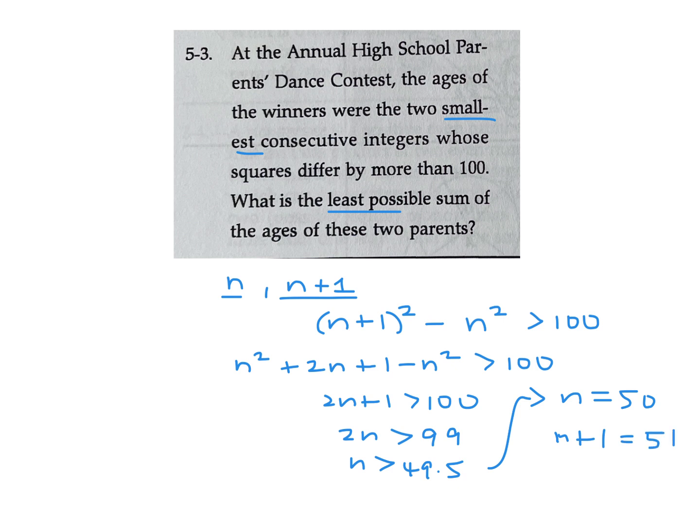And what are they asking for? The sum of the ages. Okay, so the sum would be 50 plus 51, which is 101.